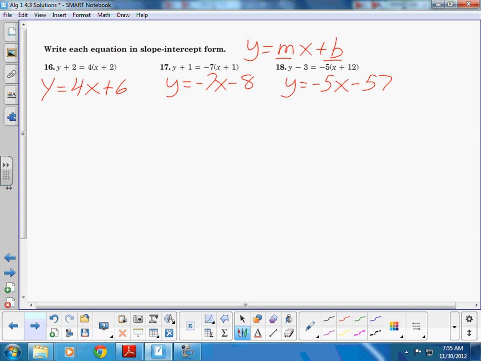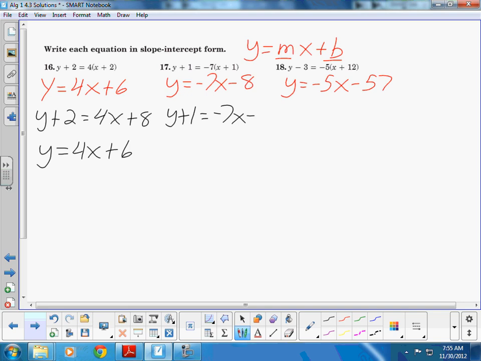So on 16, to do the problem, we're going to have y plus 2 equals 4x plus 8. Subtract 2 from both sides, y equals 4x plus 6. Number 17, y plus 1 is equal to a negative 7x minus 7. I could have plus a negative 7 or minus 7. Subtract 1 from each side. I get y equals a negative 7x minus 8.